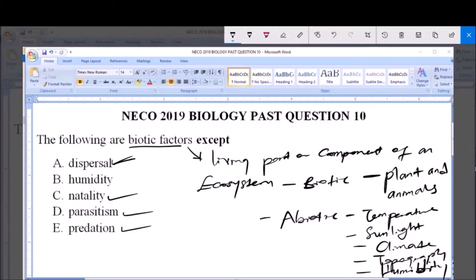But now, humidity here is an abiotic factor, because it's not a living component. All these others are associated with the living component. But humidity is not associated with a living component, it's a non-living component of the ecosystem. So therefore it is the answer to this question, because the question says biotic factors except. So the answer is humidity. Humidity is the right answer to this question.